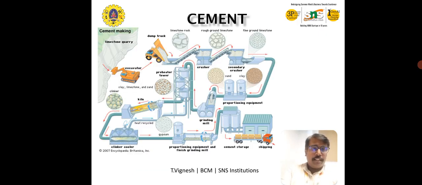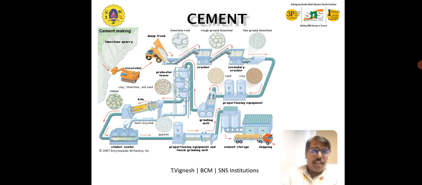How is cement formed? It starts with the quarry. The limestone is excavated and sent to the pulverizer. Once the quarrying of limestone is done, the big rocks are converted into fine powder. There is a primary crusher and a secondary crusher, and by these two crushers the larger limestone rocks are converted into a finely ground powder.